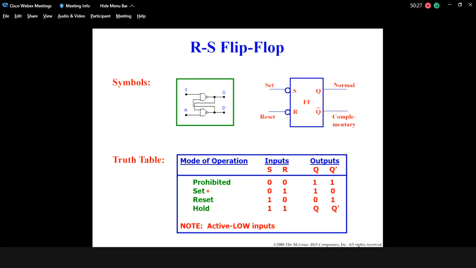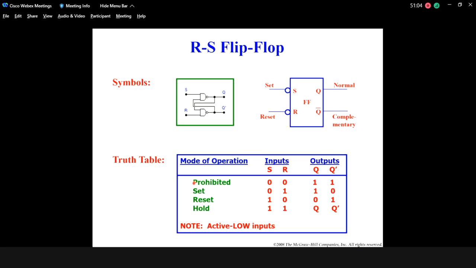So in the prohibited mode, if we put 0, 0 at S and R, the output will become 1 and 1. So this one is prohibited. Prohibited means that if you put 0, 0, it does not make you get seen. But we cannot use it because we cannot differentiate between Q and Q bar, because both give us the same value. So that's why it's called prohibited.